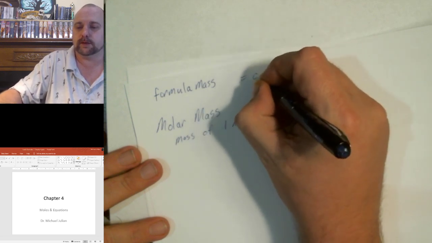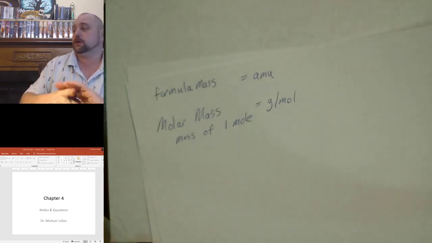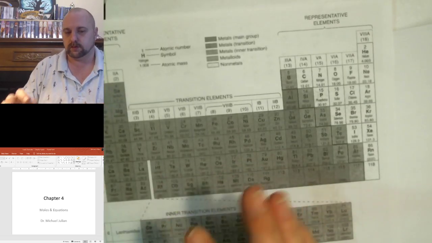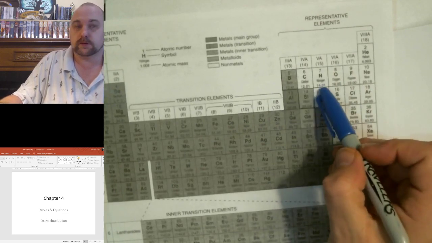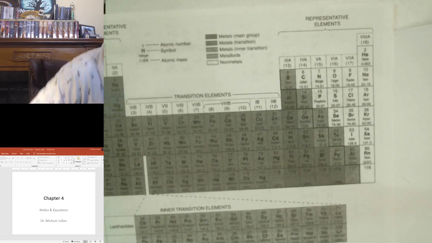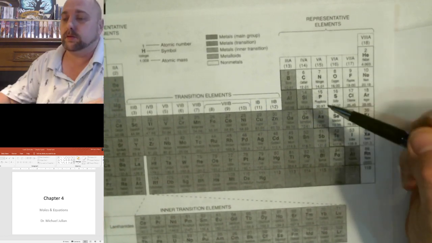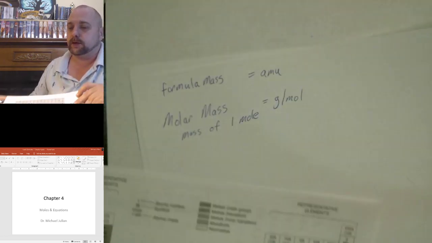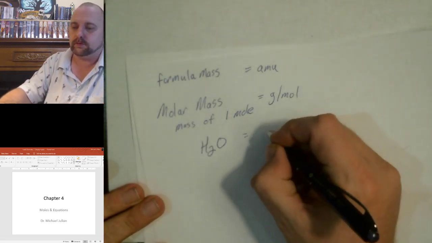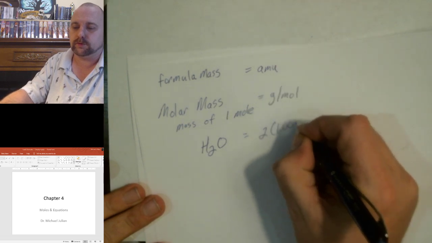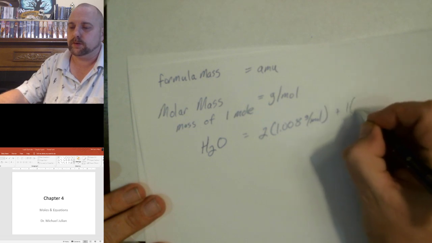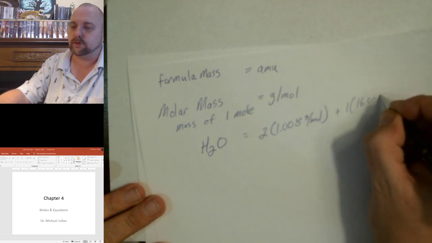Formula mass is in AMU. You'll notice when I looked at my periodic table, the units here, there's none listed. That's because you can use them as AMU, or you can look them up directly as grams per mole. So if I need the molar mass of water, it'll be 2 times 1.008 grams per mole plus 1 times 16.00 grams per mole.